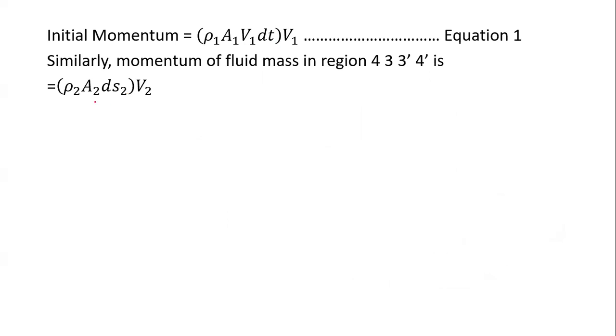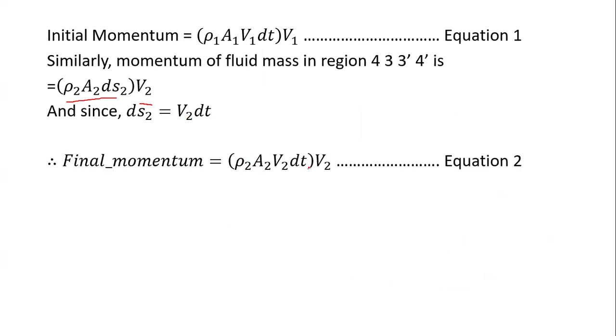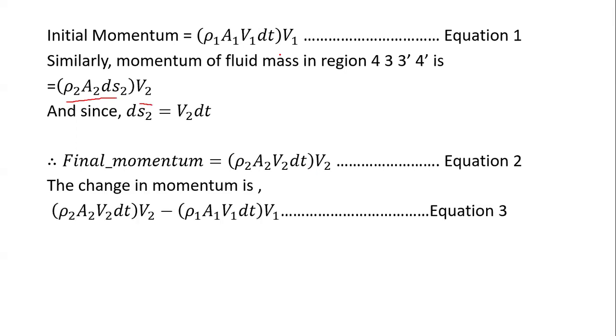Let's do the same for section 2. This is representing the mass times velocity. Then where there's ds2, I substitute. ds2 is v2 dt, and substituting, that's what I have. But then I'm looking for the change in momentum. The change in momentum is supposed to be final momentum minus the initial momentum. So this one is the final momentum minus this one for the initial momentum.